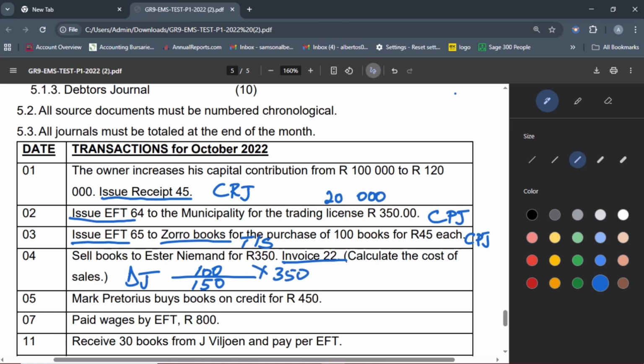So if you put that on a calculator, our amount has commas, I'll simply take 233 as our final answer. Normally we should not get commas, but this is the examiner. Let us work with what we have. So 100 over 150 times 350, we get 233 Rand. That is the cost of sales figure that you should use.